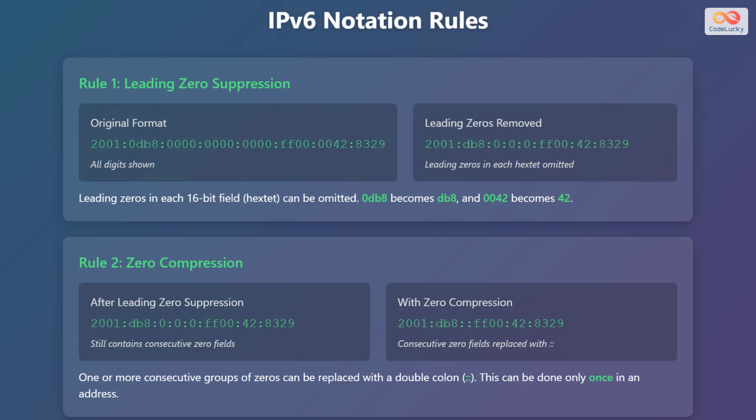The second rule is zero compression. One or more consecutive groups of zeros can be replaced with a double colon. This can be done only once in an address. For example, 2001:db8:0:0:ff00:42:8329 can be compressed to 2001:db8::ff00:42:8329. It is important to note that the double colon can only be used once in an address.